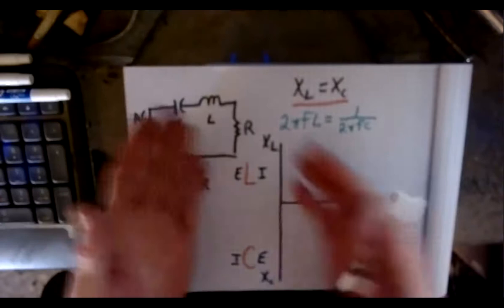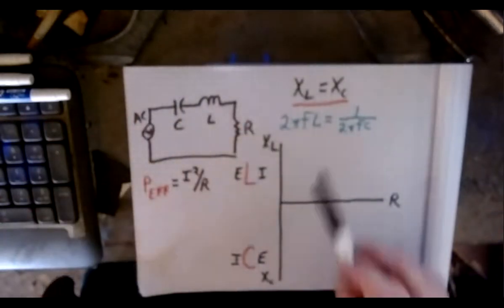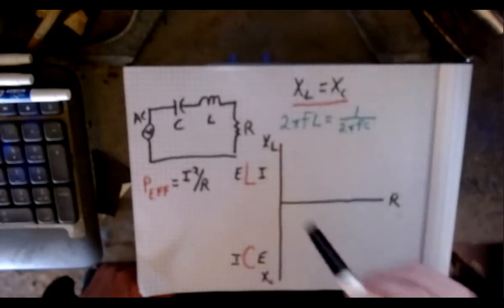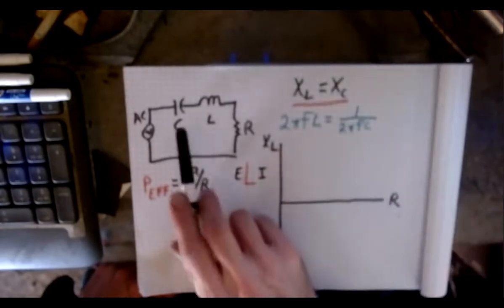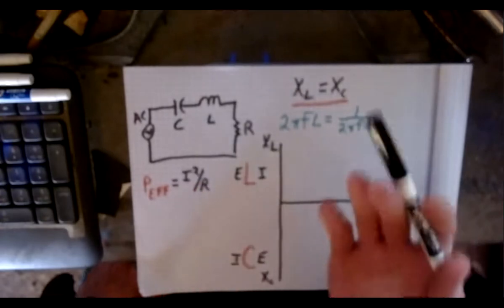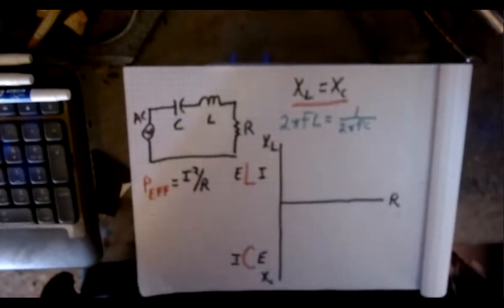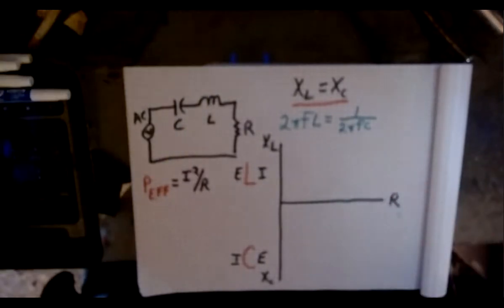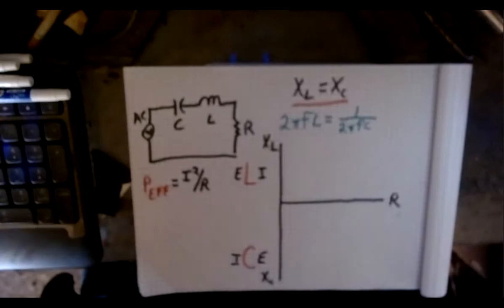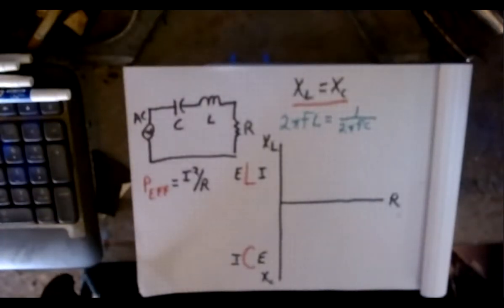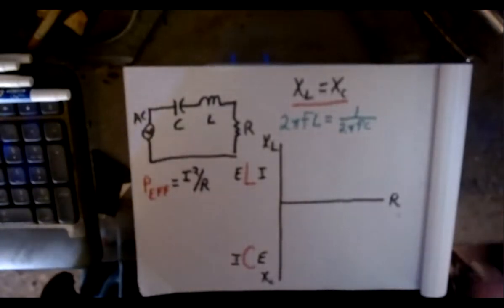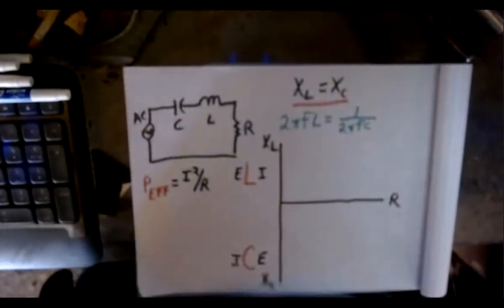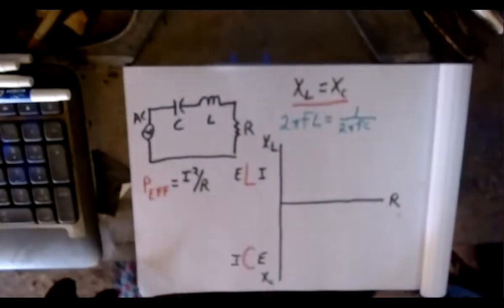So one way is to set X of L equal to X of C. What you're doing is setting each of these to cancel the other out, and this would be ideal. Now, in the real world, you're never going to effectively get rid of everything; components just don't work that way. What we try to do is get as close to it as possible.